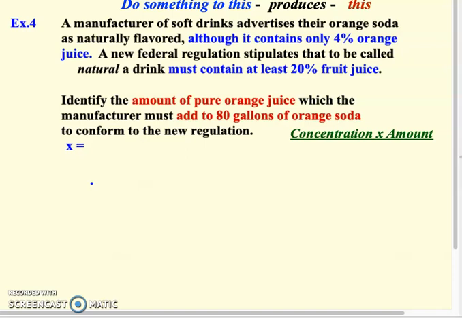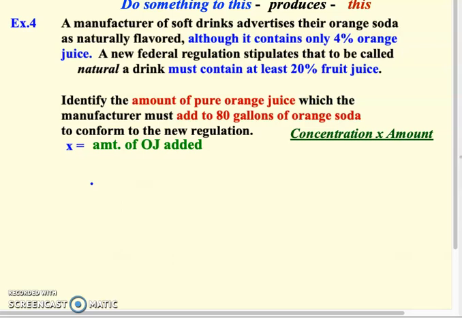So I imagine myself in the plant doing this. Now it says I'm going to add OJ to get the level up. So basically, imagine you stand over this big 80-gallon thing of orange soda and you got pure orange juice and you're just dumping it in, right? Well, if you dump in pure OJ into the soda, it should bring up the level of OJ, which is the basic idea. So as I start to set it up, x is definitely the amount I'm going to add. That's the question, right? How much should I add?